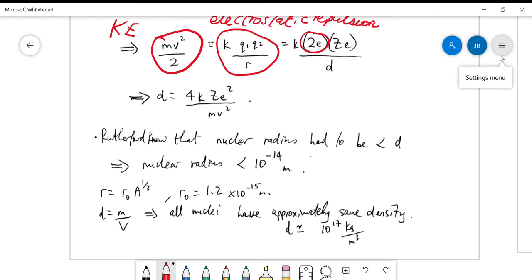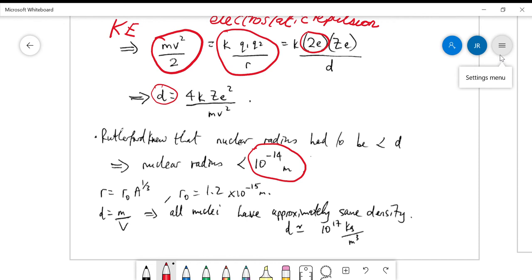And the distance of closest approach, D, in this equation here, was calculated to be approximately 10 to the negative 14 meter. And if the radius was smaller than D, therefore the nuclear radius had to be less than that.